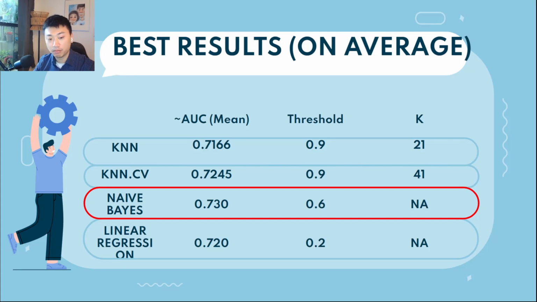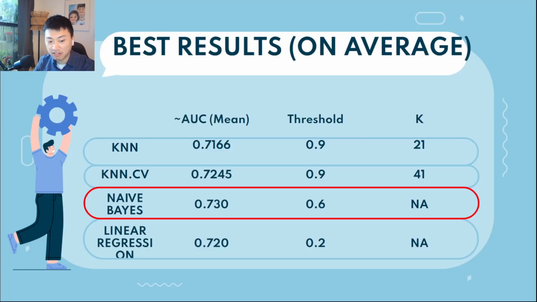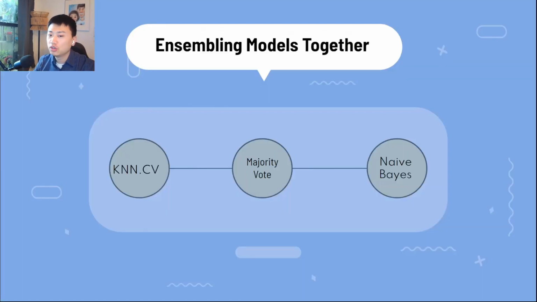However, all those models are not very different from each other. You can see that the average of all those performing models with the best hyperparameters are very similar. So actually what we're going to end up doing is using the best two models here, naive Bayes and KNN.CV, to assemble together using majority vote. After that we can have the better models on average to predict future data sets, and that's what we're going to do.